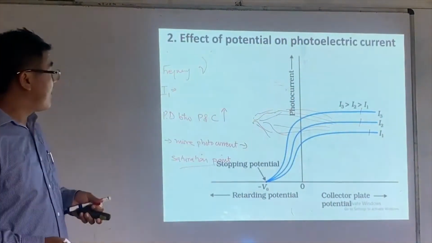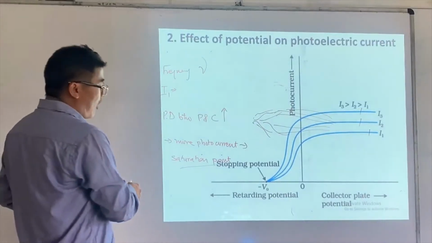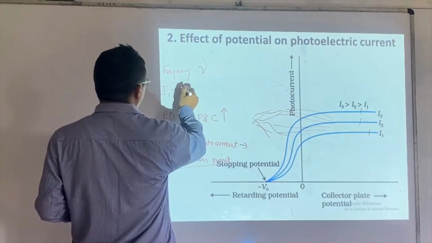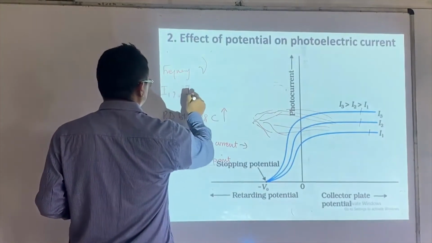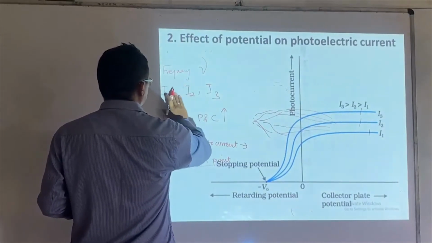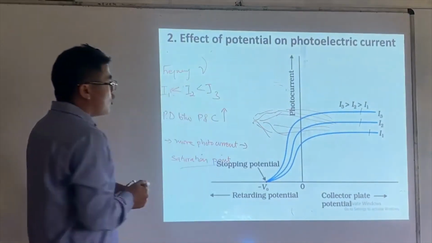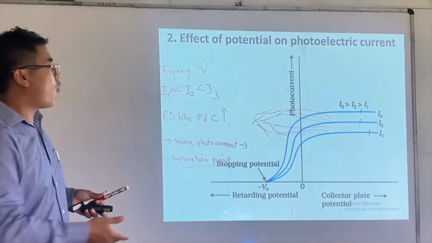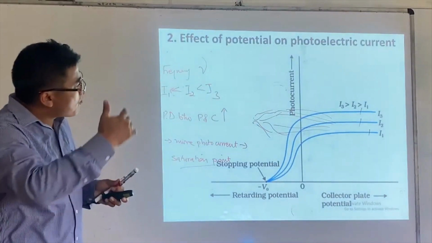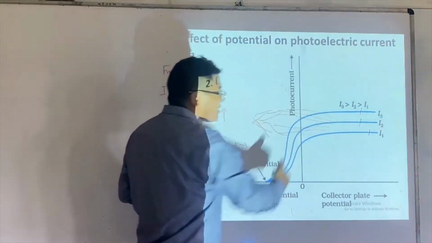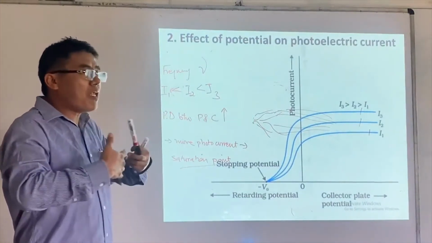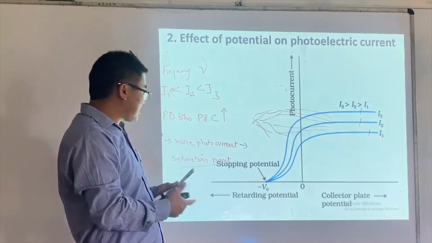So I first do it for a first intensity of light, then for a second intensity of light, then a third intensity of light, such that intensity goes like this. The more intensity of light, the more saturation current. That means more electrons can be removed if the intensity is greater.